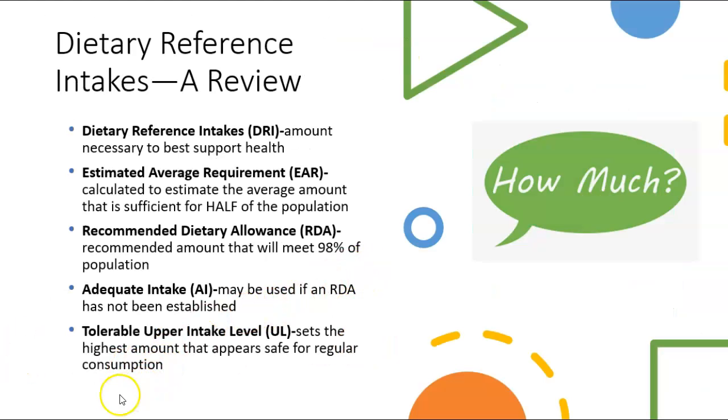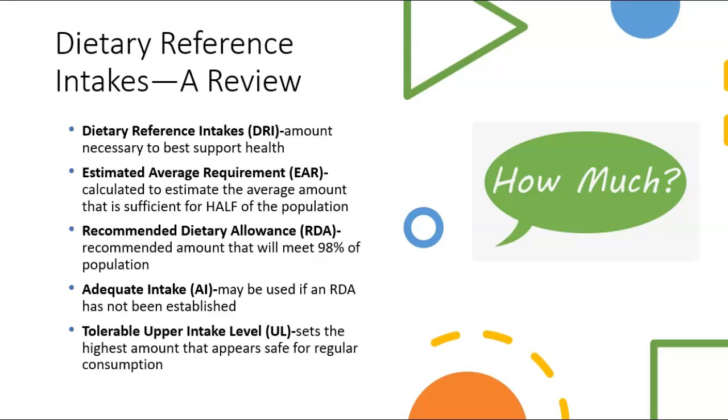And just a quick review about the dietary reference intakes. We learned about these in Chapter 2, but it's best to review them because now we're going to see a lot more of them. The dietary reference intakes is the umbrella. That's what these all fall into. It's the amounts that are necessary to best support health.